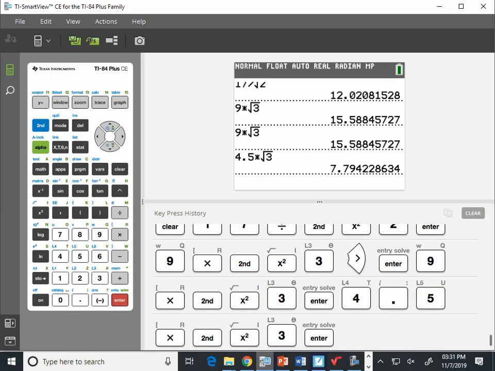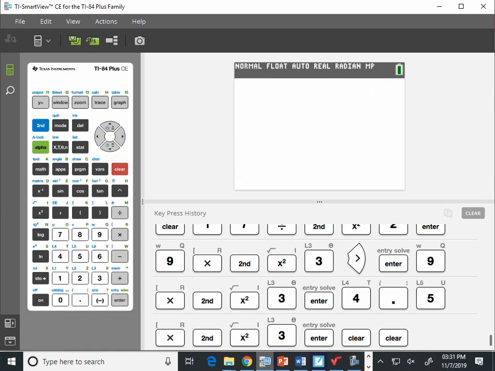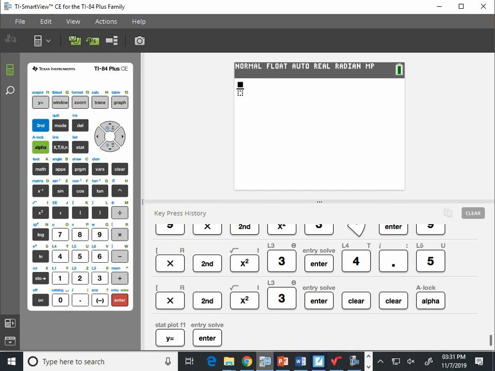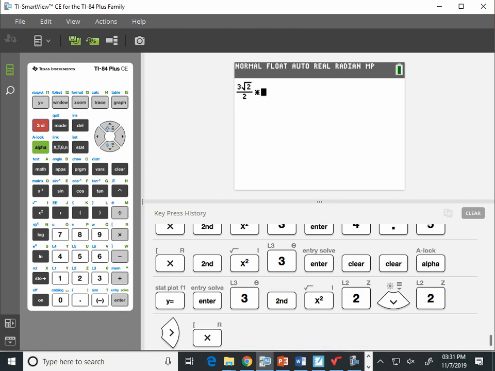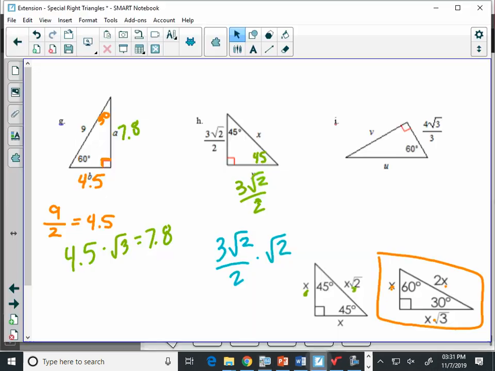So let's plug that in our calculator. I like to use that alpha y equals button. 3 radical 2 over 2, arrow out, times radical 2. And we get 3. That's all that stuff to get that nice little number, 3. So my one leg is 3 radical 2 over 2, and our hypotenuse is 3.